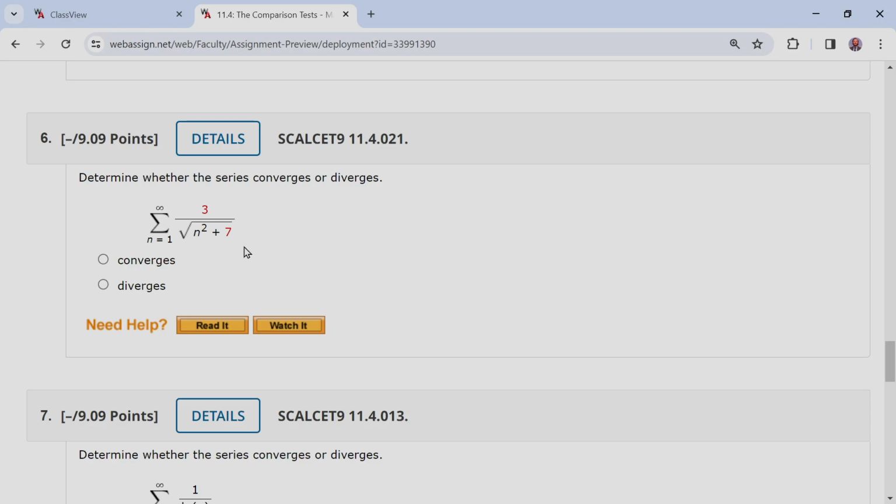And so if I was comparing here, I would compare 1 over n. And knowing that 1 over n is going to diverge, I would expect this to diverge as well. However, we mustn't just jump to conclusions.